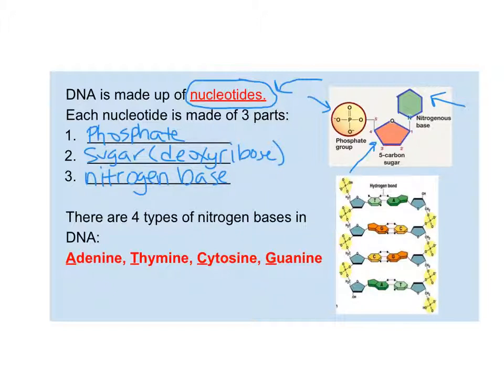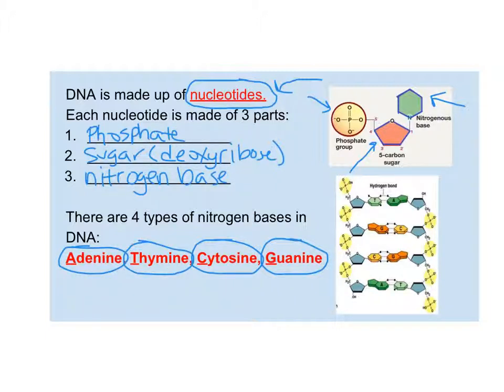Now for life on Earth, there's only 4 types of nitrogen bases in all the life on Earth. No matter what you are, bacteria, a whale, a bear, doesn't matter. There's only 4 different types of bases, and that is adenine, we usually just say A, thymine or T, cytosine or C, and guanine or G. That's all there is for nitrogen bases in DNA. All living things on Earth are based on those 4 nitrogen bases.